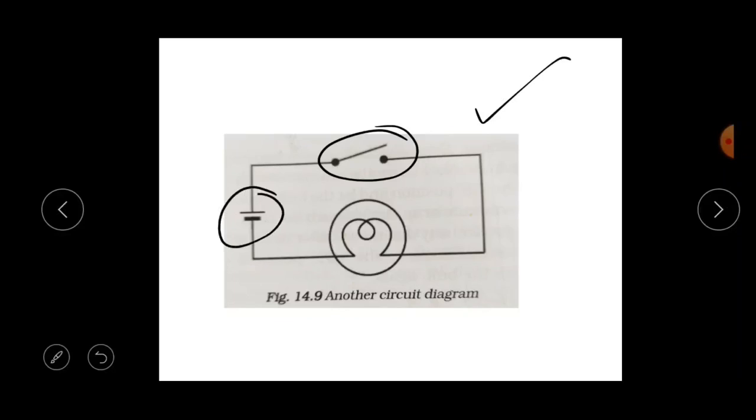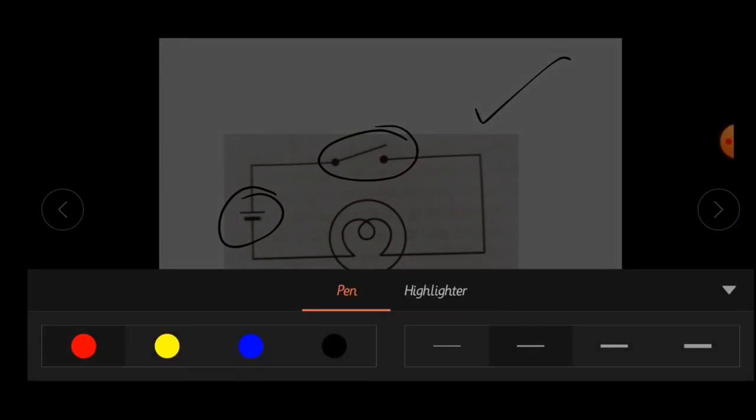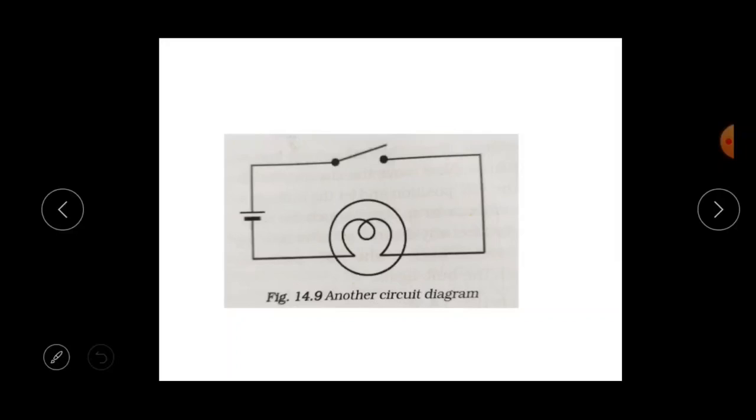This is a battery and this is, no, this is not a battery, this is a cell. Cell means it is a single cell. Battery means it is a combination of two or more cells. Okay, this is a cell and what is this? This is the symbol of an electric bulb, and this is the symbol of what? Yes, it's the symbol of a switch, which is in the off position, which means it is an open circuit.